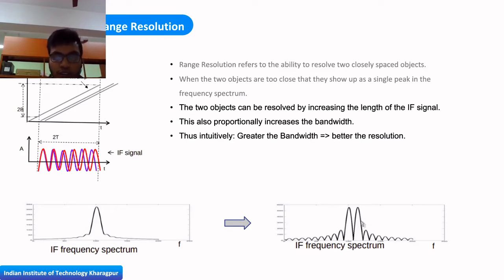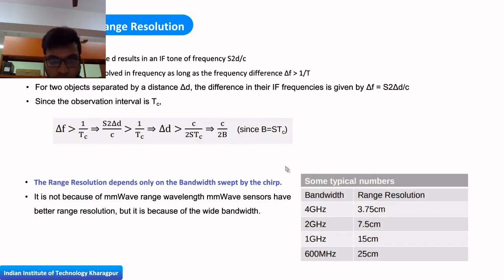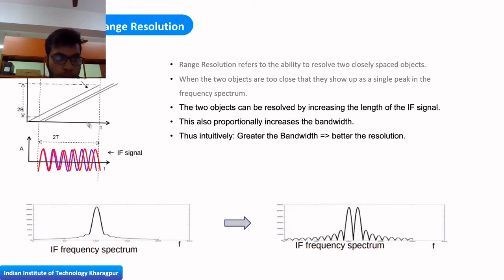Now I'll try to derive the actual range resolution of these FMCW radars. As we discussed earlier, the IF tone frequency is equal to S 2d by c, where the frequency is directly proportional to the distance. If I have two objects very close to each other, then the difference between the two IF tones, delta f, becomes S 2 delta d by c, right. Delta d is the small distance between the two objects, and delta f is the difference between the two IF frequencies. Mathematically, this delta f should be greater than 1 by the time window, where the time window is this one, right?